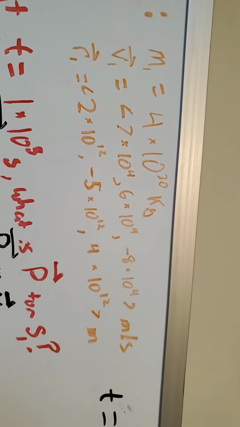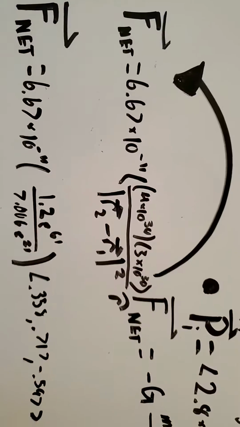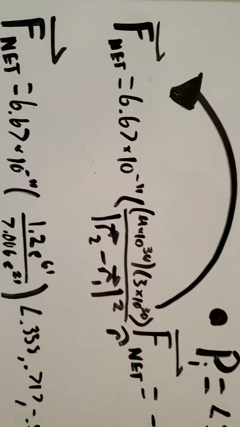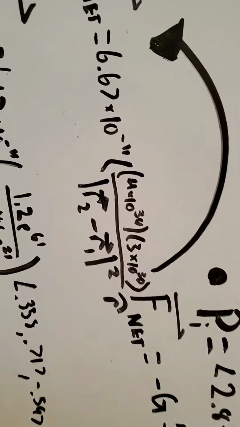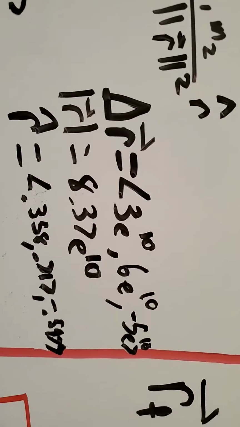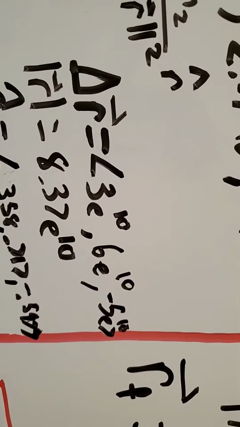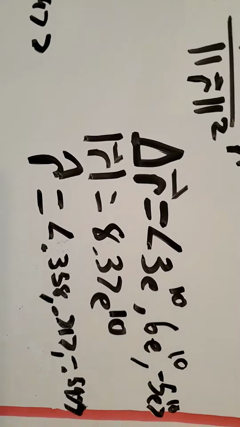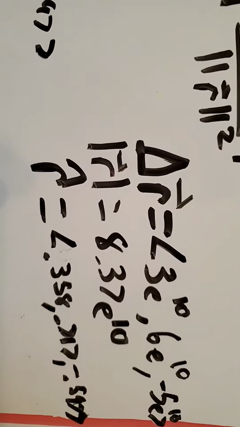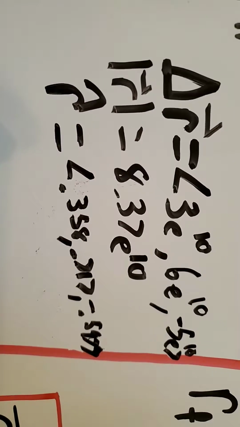Star 1's information, mass 1, is 4 times 10 to the 30th. And star 2's mass is 3 times 10 to the 30th. So we're going to multiply those together and divide by the magnitude of the distance between, which I have all defined right here as well. The distance r itself is 3 times 10 to the 10th, 6 times 10 to the 10th, and negative 5 times 10 to the 10th. The magnitude is 8.37 times 10 to the 10th. And the unit vector is 0.358, 0.717, and negative 0.597.